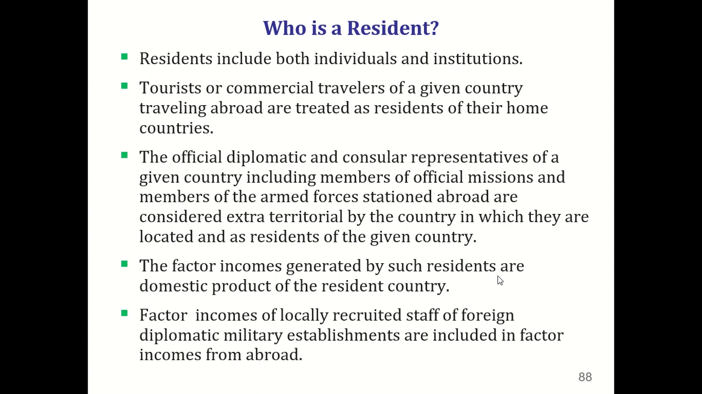And the factor income of locally recruited staff of foreign diplomatic and military establishments is included in factor income from abroad. Okay, so now what does this mean? It means the last point. It means that the Indians who are working in the US embassy are being treated as if they are working in a foreign country, and their earnings are included under factor income from abroad.